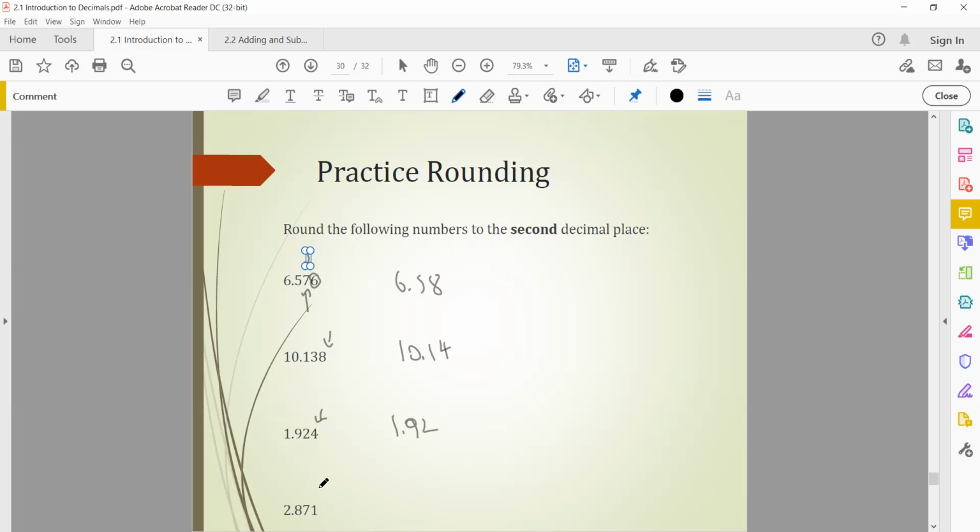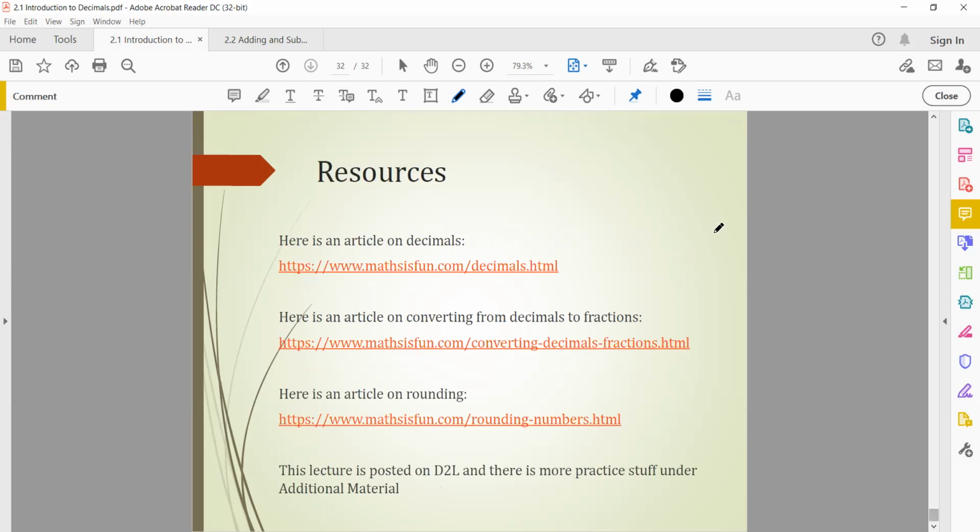And then the last one, you have a 1. So it'll be 2.87. Yeah, 2.87, exactly. Good. So that is it for this particular lesson.